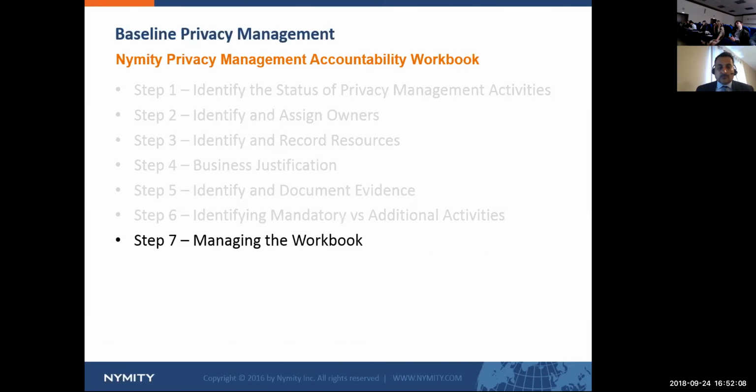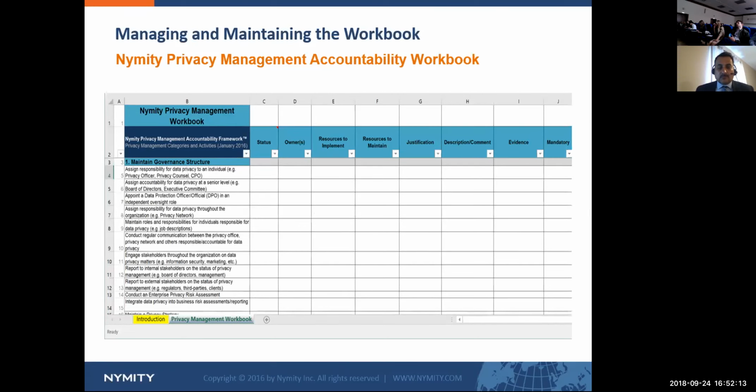Okay. So now we're talking about managing the workbook. You've identified all your six different areas. So this is what the spreadsheet looks like. You can now manage your privacy program, right?